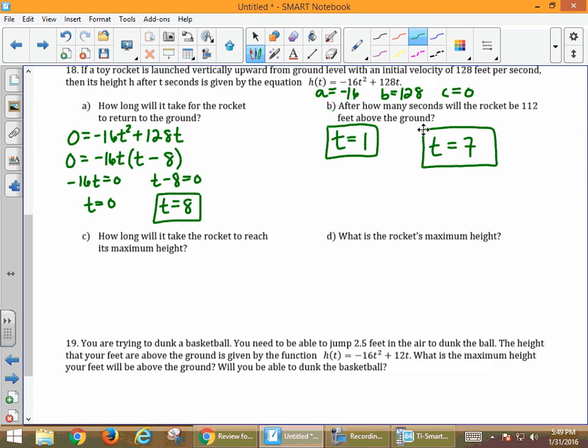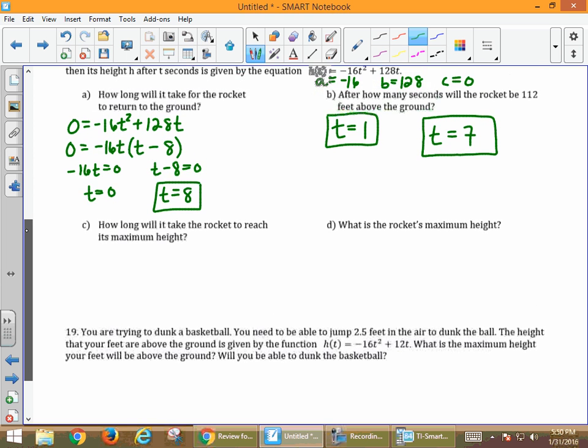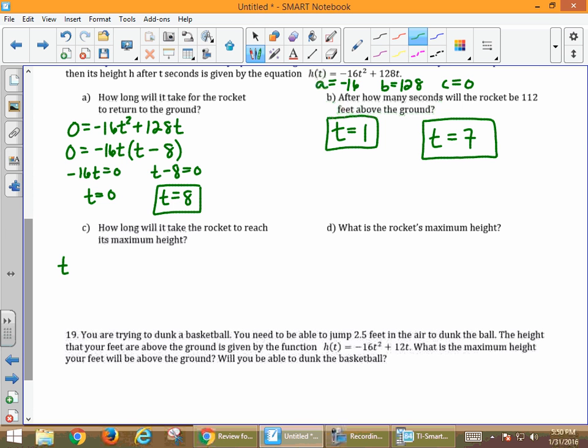How long will it take for the model rocket to hit its maximum height? In order to do this, I'm going to have to find the vertex. So I will find the time of the vertex as the opposite of b over 2a. The opposite of b would be negative 128 divided by 2 times a, which is negative 32. And 128 divided by 32 is 4 seconds.